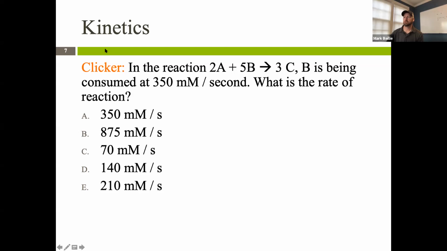So let's take a look at our next question. If you have a chemical reaction that is 2A plus 5B gives 3C, and we can measure the rate at which B is being consumed at a specific point in the reaction, and it's 350 millimolar per second, then what is the rate of the reaction? I'm going to give you 45 seconds to answer this question. We'll stop right at 1 minute on the clicker.